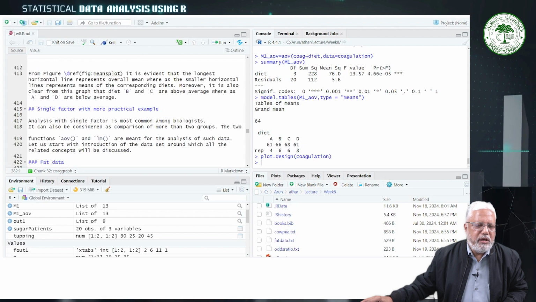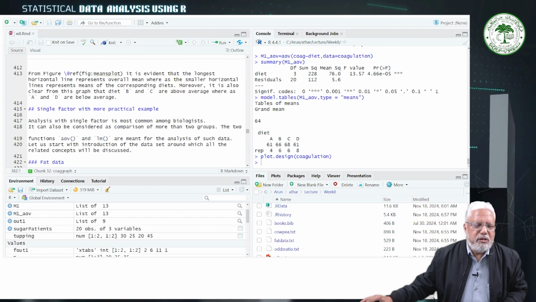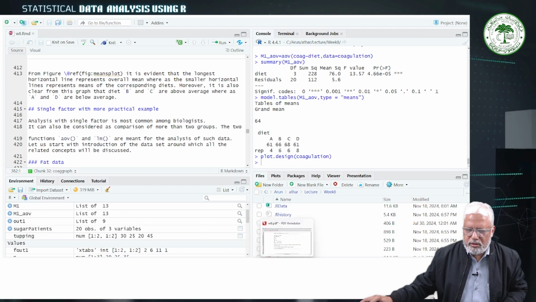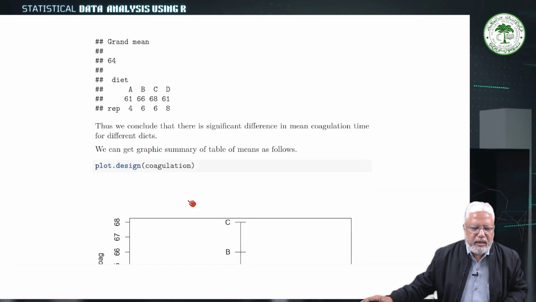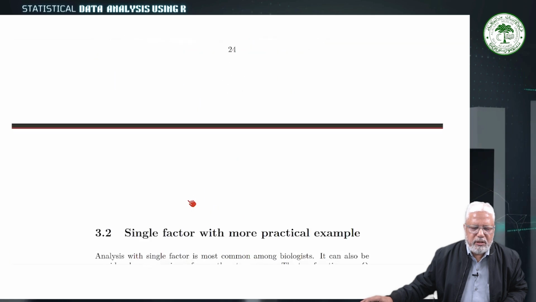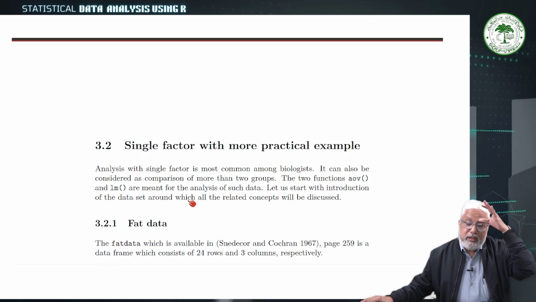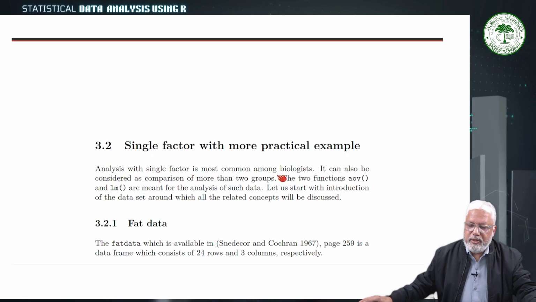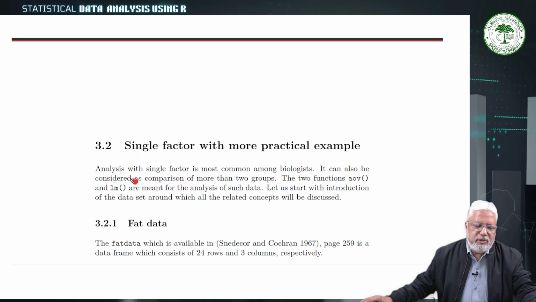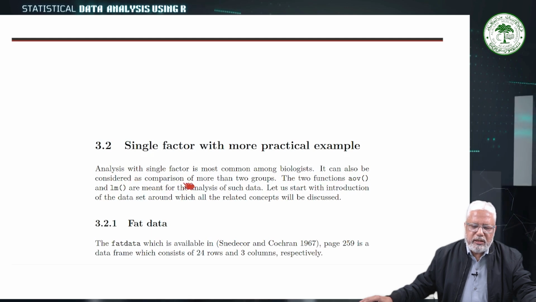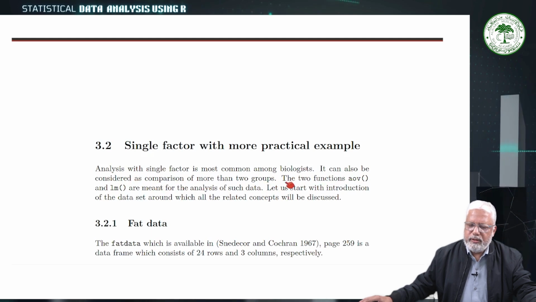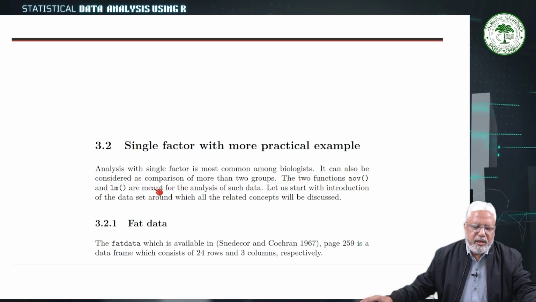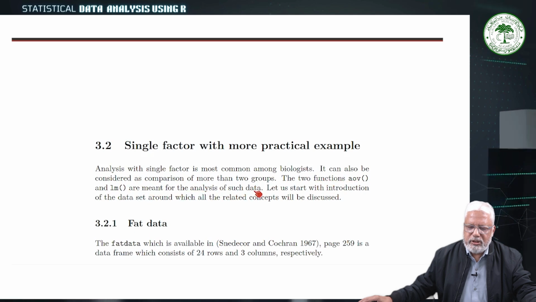So, this is now single factor with more practical examples. Just I would like to go to the PDF, and here I would like to discuss: single factor with more practical examples. Analysis of single factor is most common among biologists. It can also be considered as comparison of more than two groups. The two functions AOV and LM are meant for the analysis of such data.